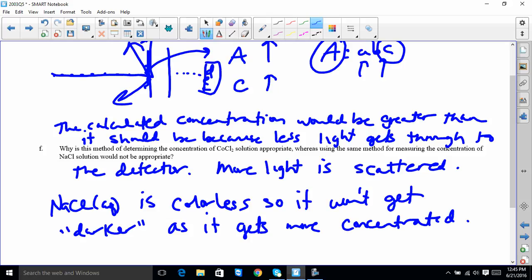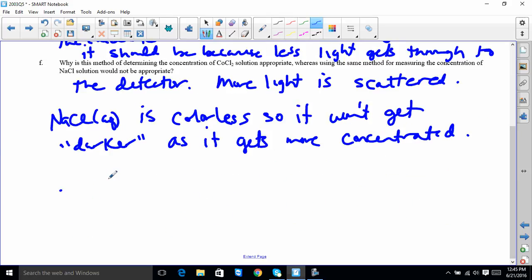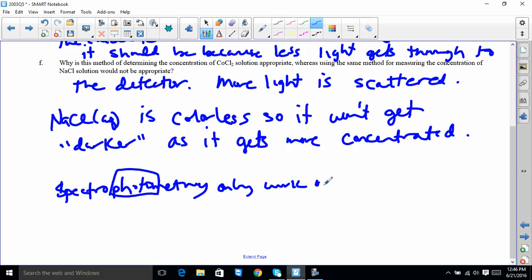The other thing to say is, if you like this better, spectrophotometry. Hopefully I'll be talking about this in class, but photons is what we call a particle of light. Spectrophotometry only works on colored solutions. However you want to say that. That's actually a pretty good problem in terms of reviewing Beer's law and maximum absorbance and all that stuff.